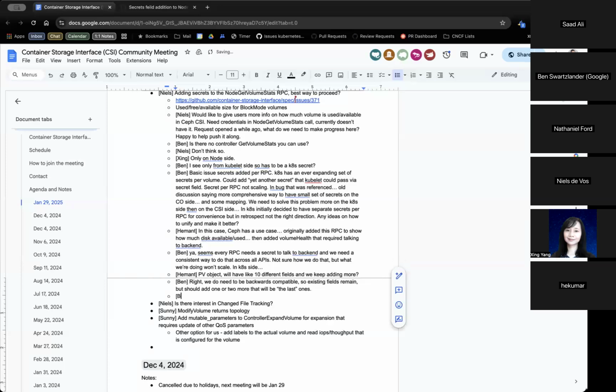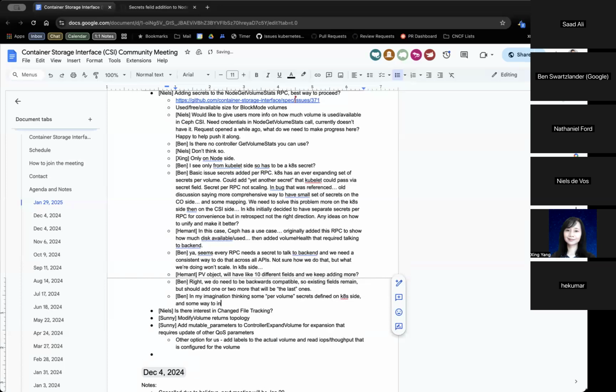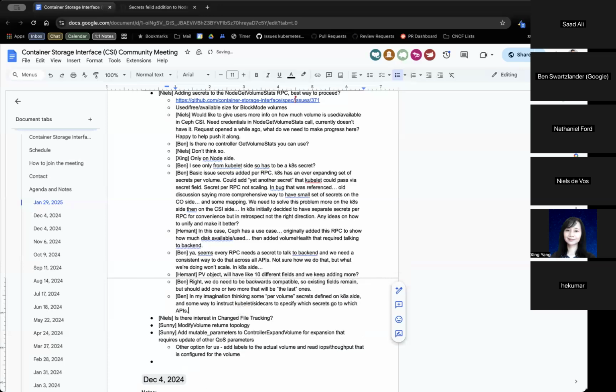So in my imagination, and this is very fuzzy, I was thinking of some per-volume secrets that are defined on the Kubernetes side, and then some way of instructing kubelet and the sidecars for which secrets should be sent to which APIs, rather than just directly pulling from all these separate secrets. Just say, okay, look, these are my two secrets for my volume. Send these ones to these RPCs and send these ones to those RPCs. And as we add more RPCs, we can just scale it and say, okay, use the same secrets now for these additional RPCs. So we don't have to just keep adding new ones.